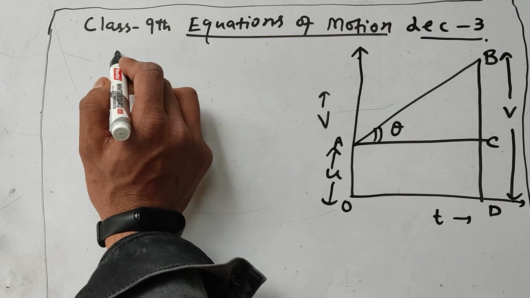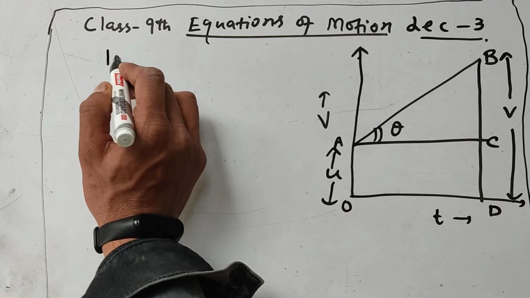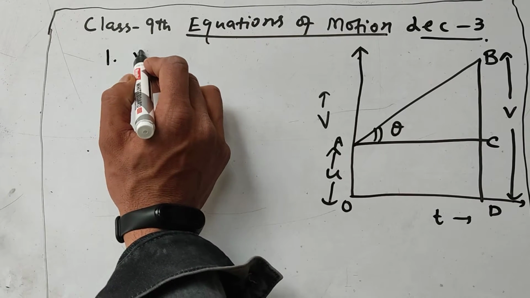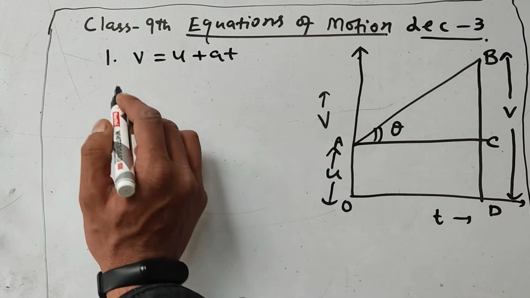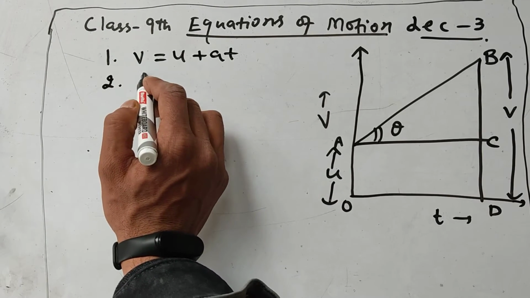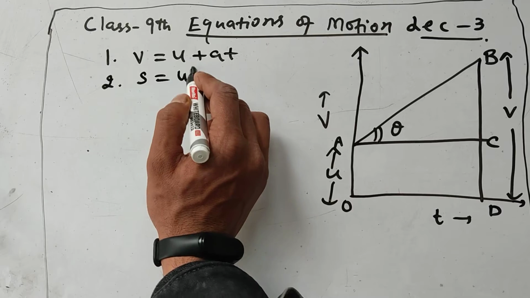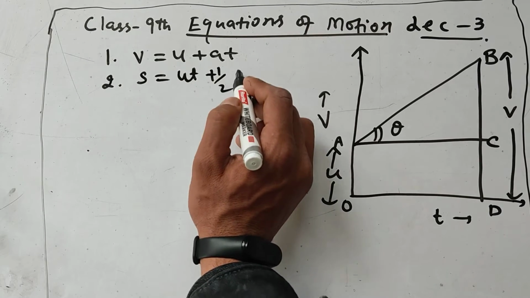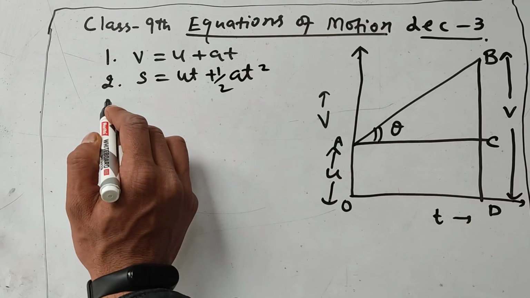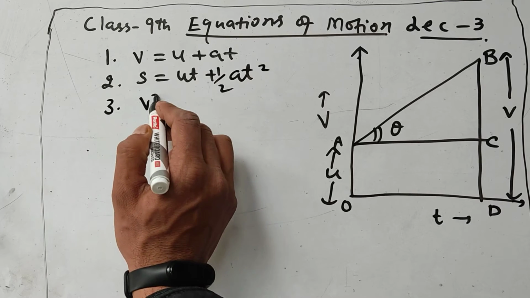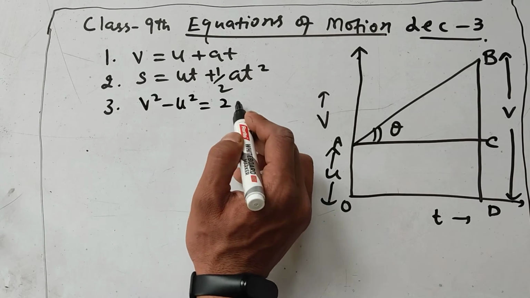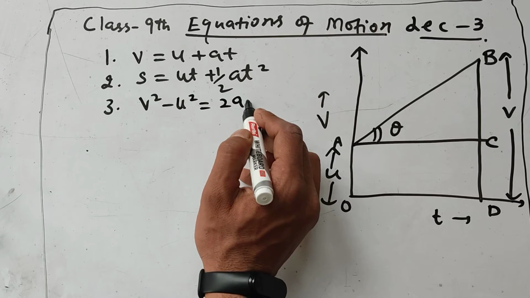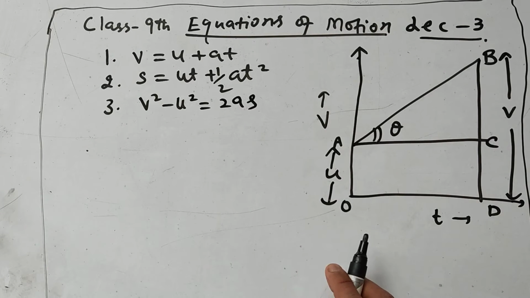So we have actually three equations. One is v = u + at. Second equation is s = ut + ½at². Third equation of motion is v² − u² = 2as. These are the three equations. We can derive these equations.